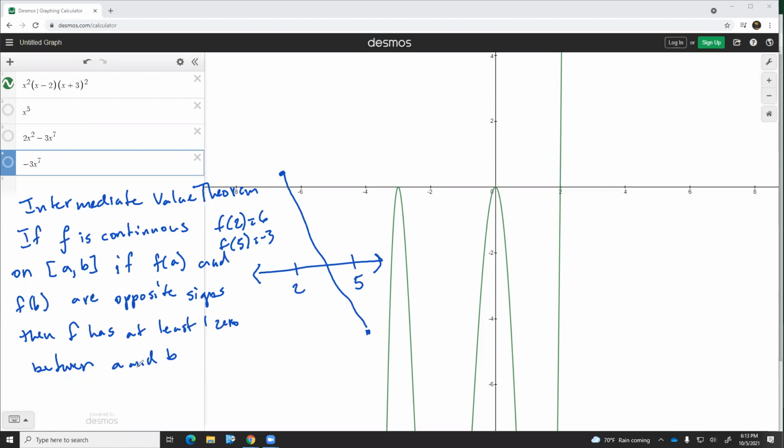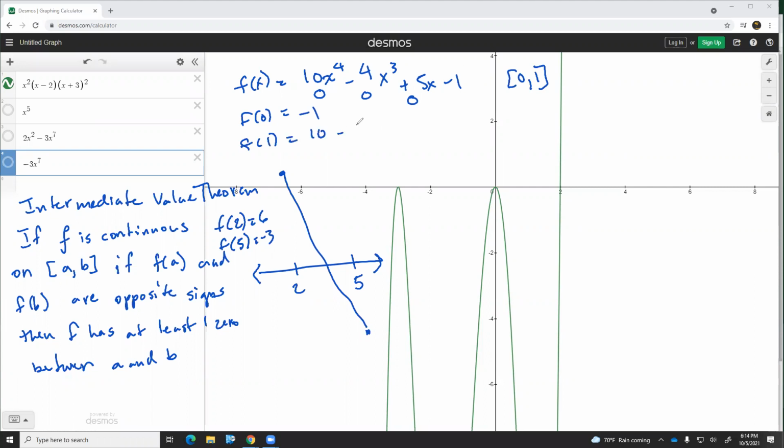All right, so let's look at number 6. Number 6 says use the intermediate value theorem to show that the polynomial has a 0 on the interval 0, 1. The polynomial is f of x equals 10x to the 4th minus 4x cubed plus 5x minus 1. We want to look at the interval 0 to 1. So if I plug 0 in, I make those terms 0, and f of 0 is -1. And if I plug 1 in, then I have 10 minus 4 plus 5 minus 1, 6 plus 5 minus 1, so that'd be 10.